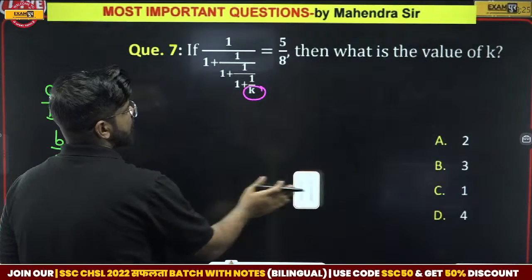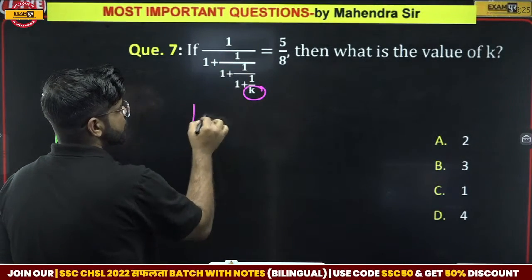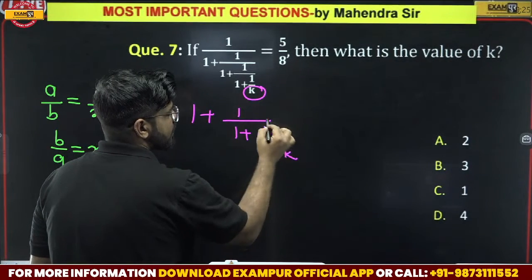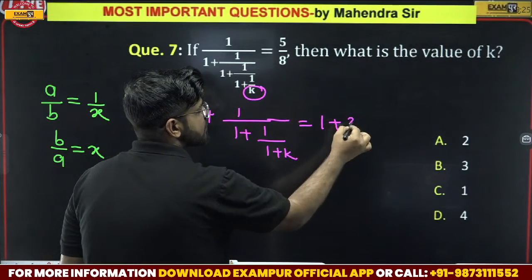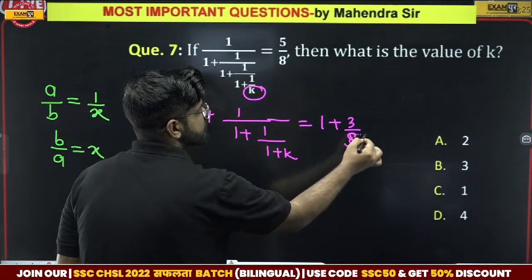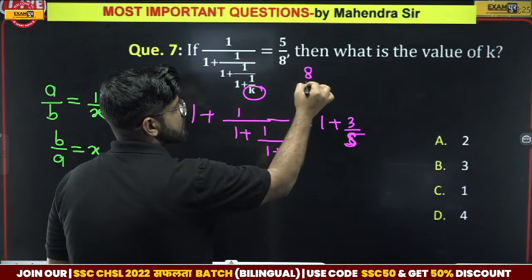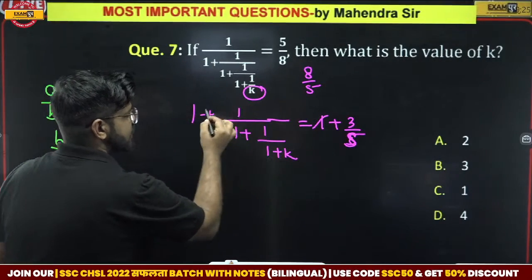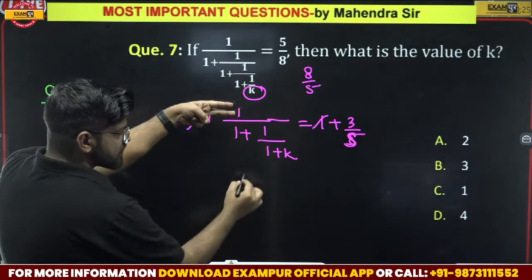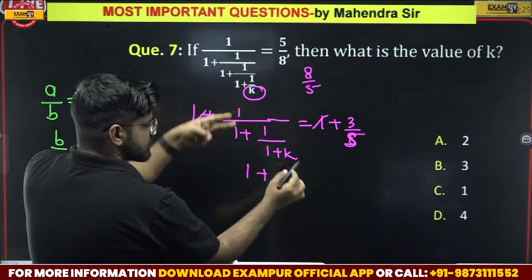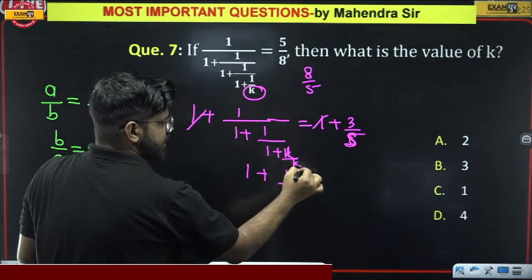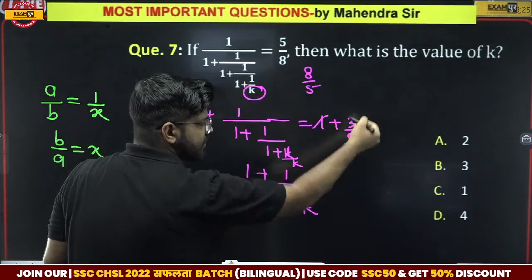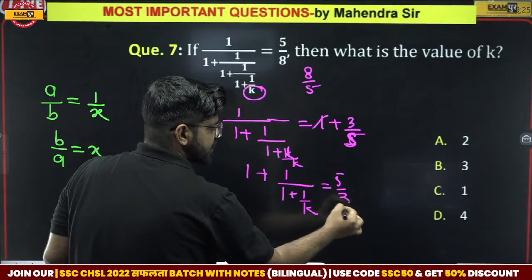Or otherwise what we have to do? Again we have to do 1 plus 1 plus 1 by k is equal to 1 plus 3 by 8. 3 by 5, okay? We have reversed it. So we will get this thing and 1 gets cancelled out. And again we have to reverse it. So we will get 1 plus 1 plus 1 by k, okay? 1 by k, and this will be what? Again reversed. So 5 by 3 will be there.